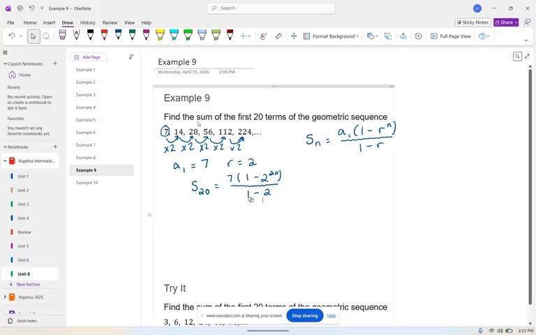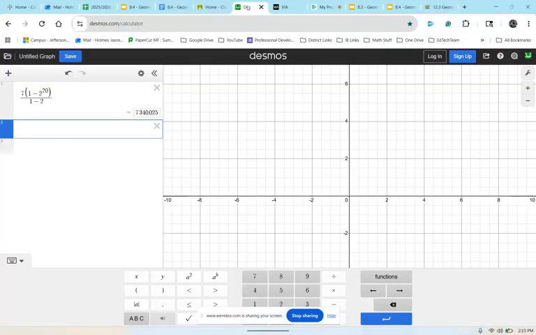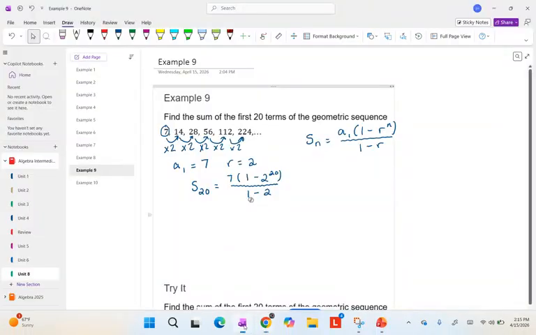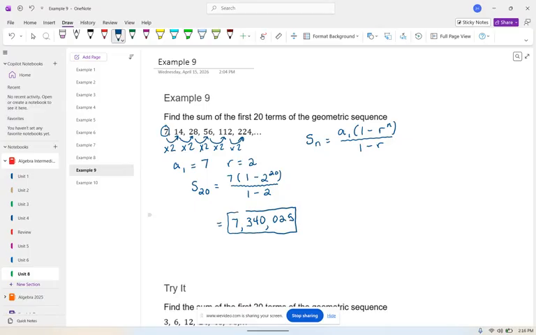Again, I can't do this in my head. I'm not going to do it on paper. I'm going to come straight over here to Desmos, and I'm going to put it in exactly the way that it's written here. It's super easy to put it in. And then that's going to give me my solution, which I can then come over and write down. So that was 7,340,025. So that's going to be our final solution.